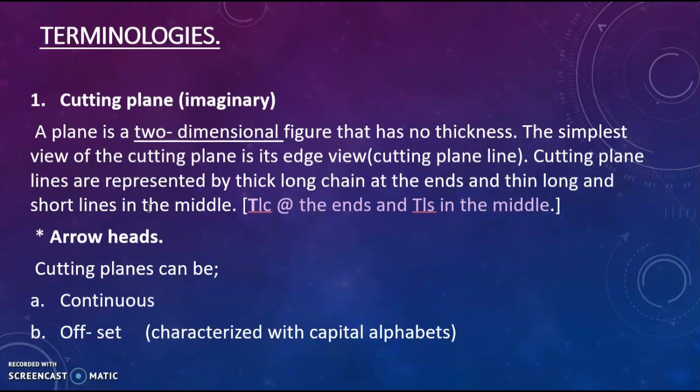So you see, whenever there is a cutting plane, it is assigned an arrow. This arrow indicates the direction from which the object is viewed after it has been cut. A cutting plane can be continuous or it can be offset. What do I mean by a cutting plane being continuous or offset?